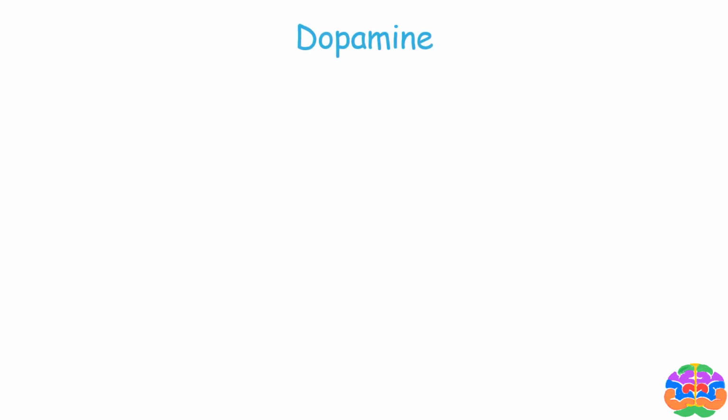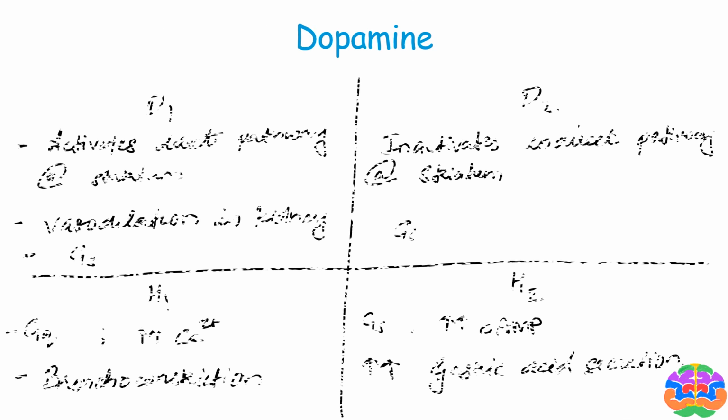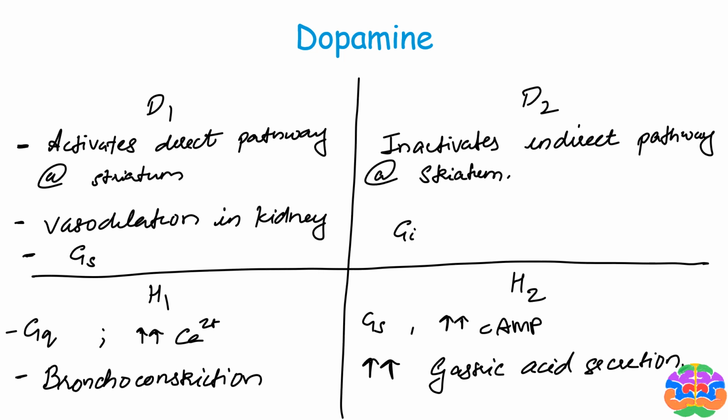Finally, let's talk about the dopamine receptors D1 and D2. D1 activates the direct pathway at the striatum. It causes vasodilation in the kidney and it is GS coupled. Whereas D2 receptors inactivate the direct pathway at the striatum and it is GI coupled.